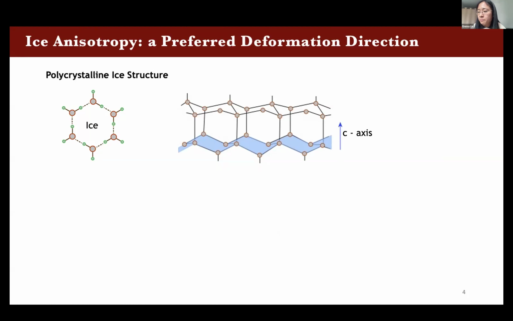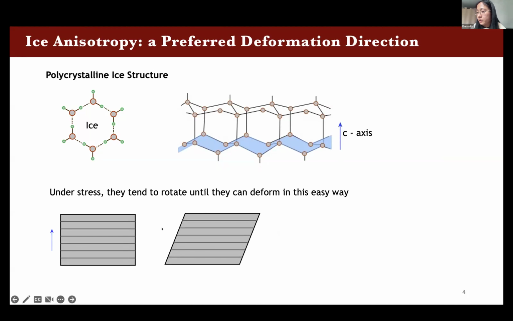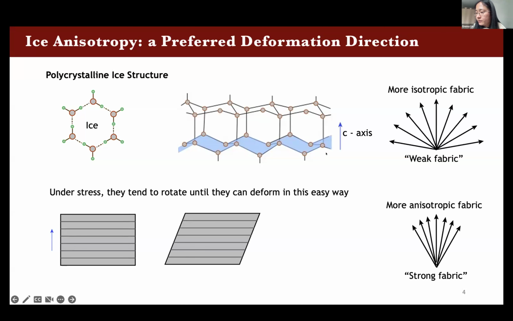So ice tend to deform much easily along basal plane than in other directions. And under stress, individual ice crystals tend to rotate their z-axis towards orientation that makes this deformation easier. So if all of those z-axes are randomly orientated, then ice behaves more isotropically, and we often call this case a weak fabric. But on the other hand, if the z-axes are more aligned in some preferred orientation, then ice becomes more anisotropic, and we often call this case a stronger fabric.